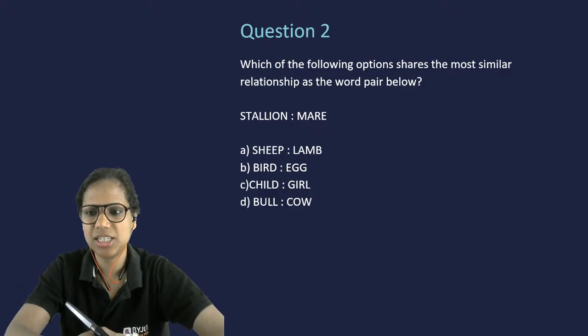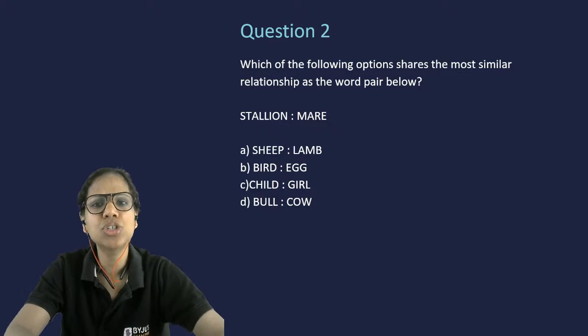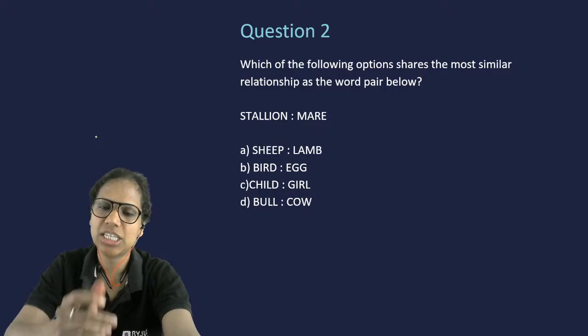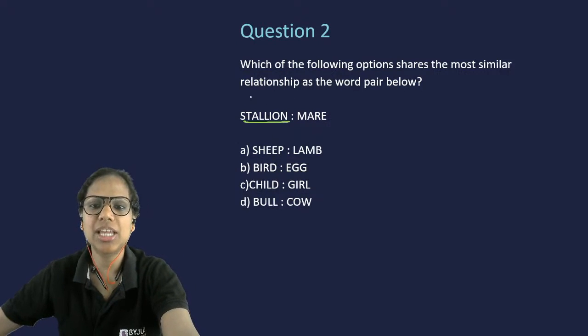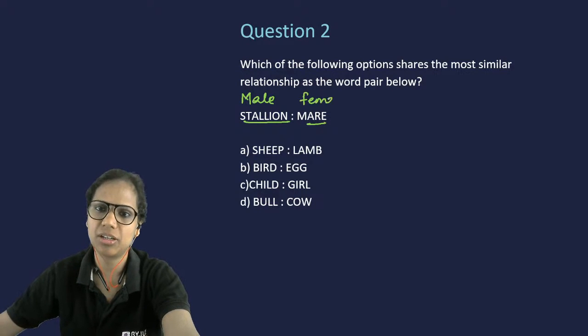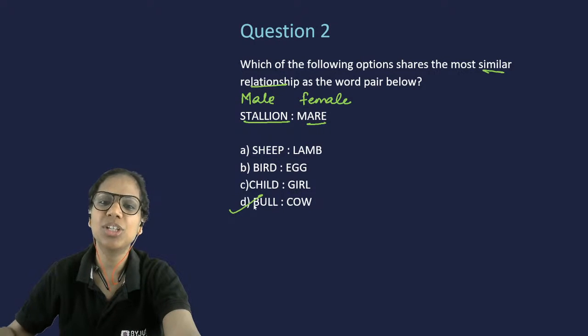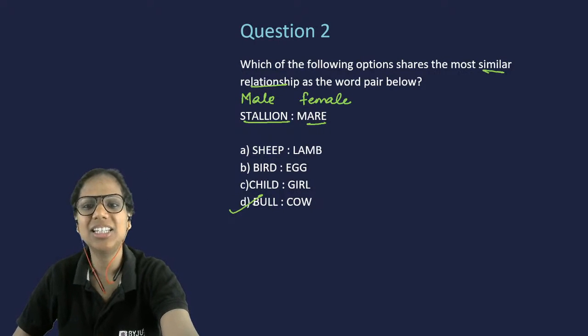Okay. Virendra says D. All right. So stallion is the male horse, mare is the female horse, right? So that is the relationship. In analogy questions, it's very important to first figure out the relationship of the question pair, right? If I don't know the relationship here, then it will be very tricky for me to identify the similar relationship, isn't it? So bull is to cow is going to be our answer here, D.